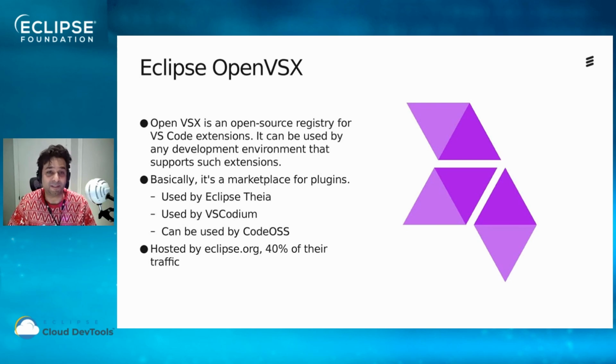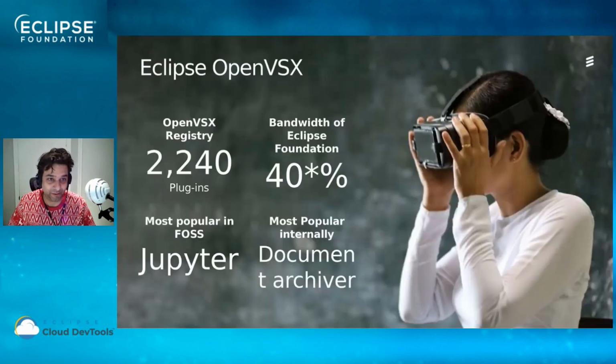Enter Eclipse OpenVSX. Now, the elevator pitch for OpenVSX is that it is an open source registry for VS Code extensions, and it can be used by any development environment that supports such extensions, including Theia. In plain English, it's a marketplace that allows you to download plugins to Theia, VS Codium, or Code OSS. And it is hosted by eclipse.org. Fun fact, I've heard, and I need to have this confirmed in writing, that 40% of the bandwidth of the Eclipse Foundation goes towards VSX at this point.